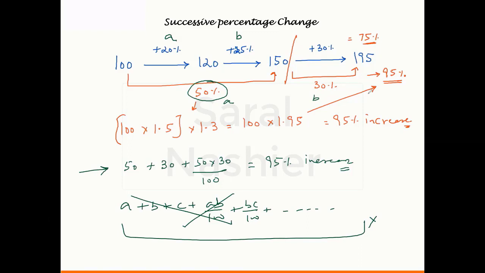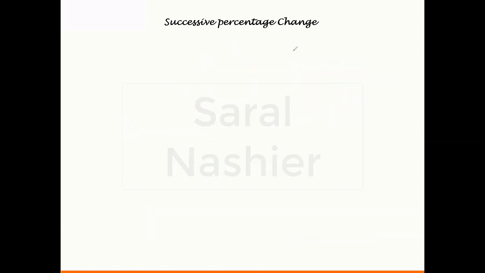So I hope these concepts are clear to you. I'll move forward to another thing now, about successive percentage change. You must have heard of these successive discounts which are offered at shops generally. Let us say there is a shop which is offering 20% plus 50% off.